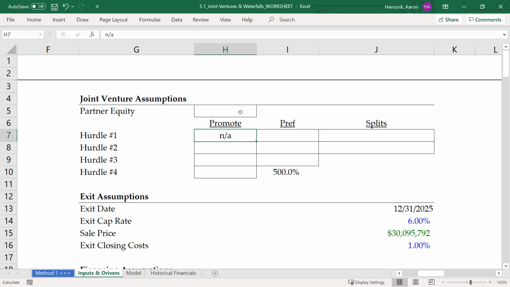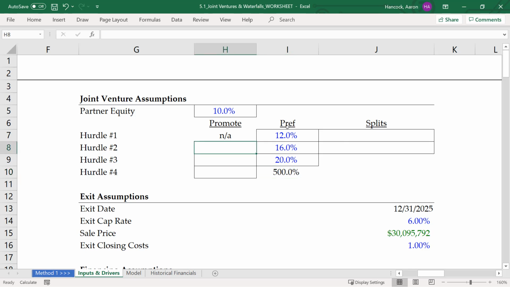I'm going to assume this is a 90-10 deal where our partner, which could also be referred to as the GP or our operating partner, is only going to put in 10% of the cash, meaning we're going to put in 90% of the cash as the sponsor. Next, let's assume there's a 12% pref as our first hurdle, 16%, and then 20%. And you'll see I've already filled in the 500%. That's just going to cap off our last hurdle.